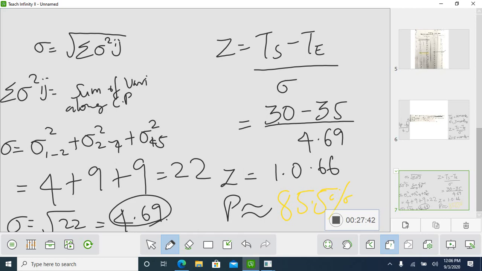So the probability of completing this project in 35 days is about 85.5%. So this is your sum. Are you all clear? Do you have any doubt?